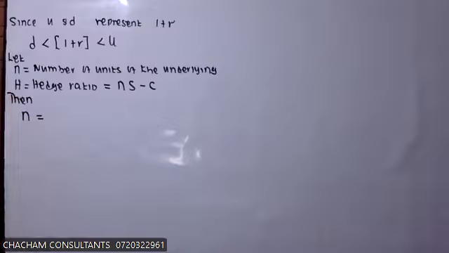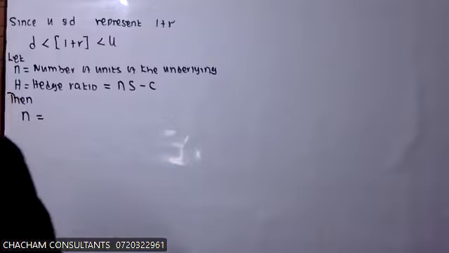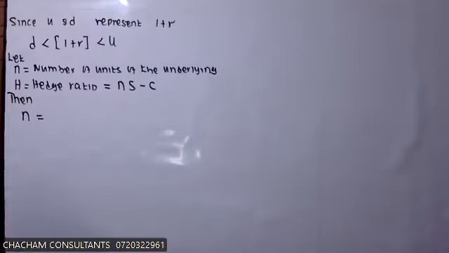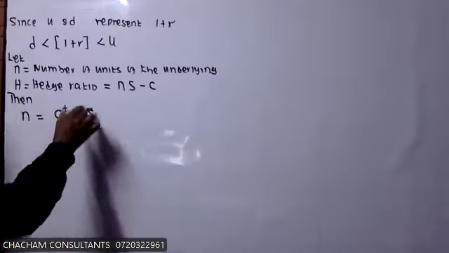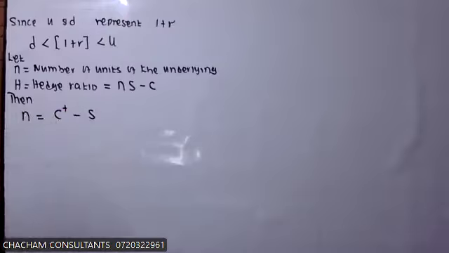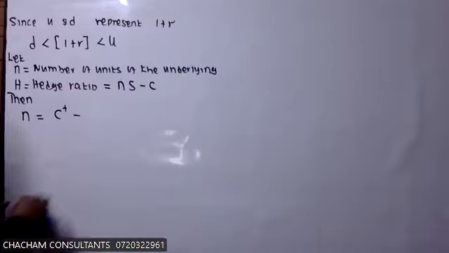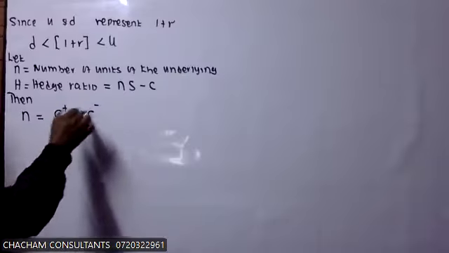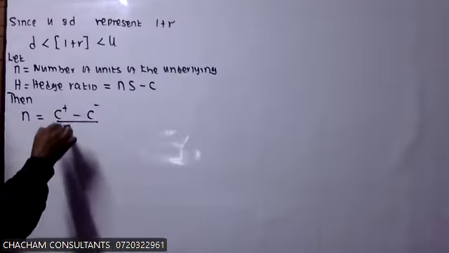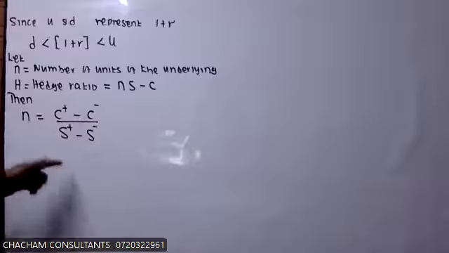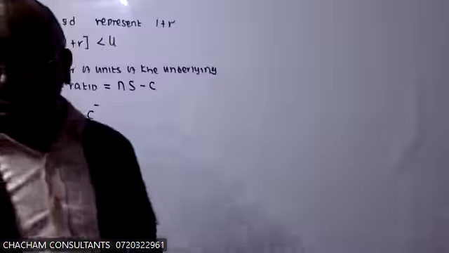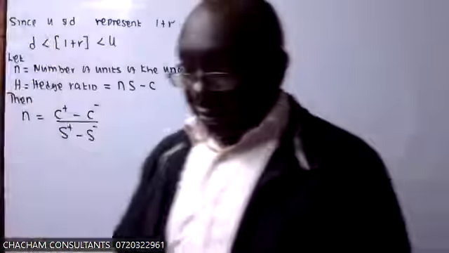Then N, if you want to know the number of units of the underlying that should be acquired, is given as C plus minus C minus, divided by S plus minus S minus. So this is like delta. If you remember delta, how we computed delta.